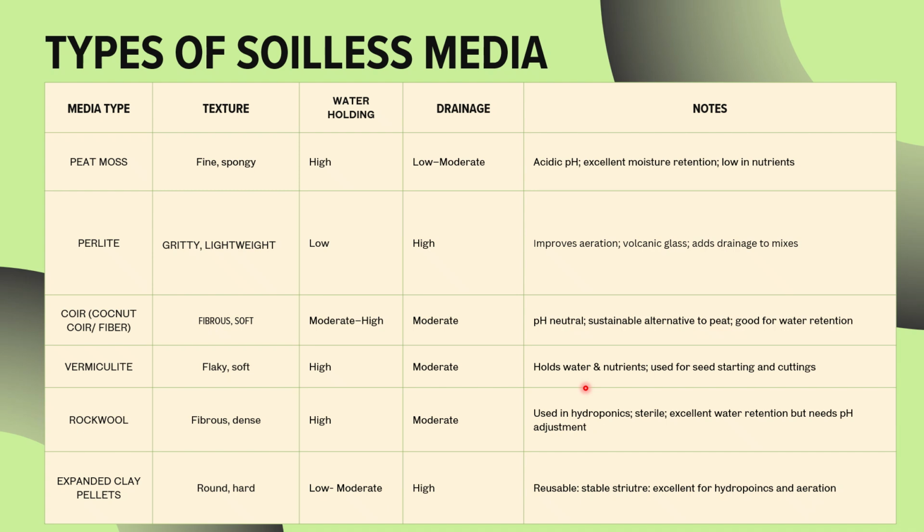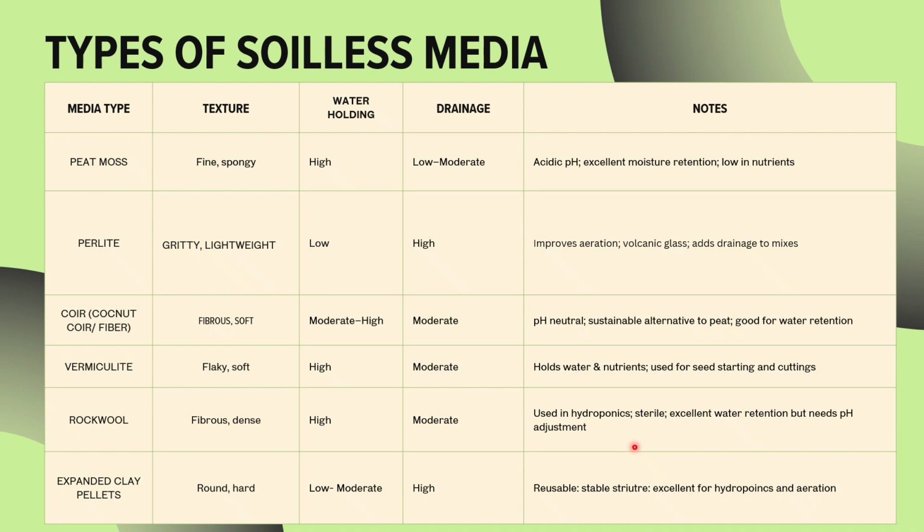Used for seed starting and cuttings. Rock wool, I mentioned this earlier. Rock wool tends to help with hydroponic systems. So rock wool is fibrous, it's dense, it's very high in water holding, drainage is moderate, and it's used in hydroponic systems, as I mentioned before. It's sterile, it's excellent for water retention, and it needs pH adjustment.